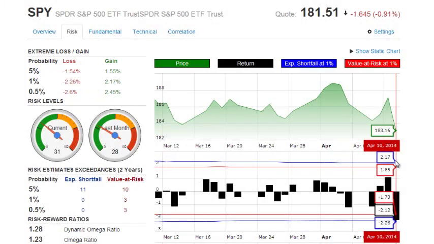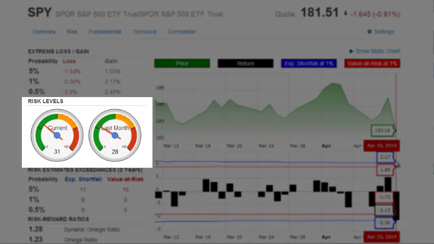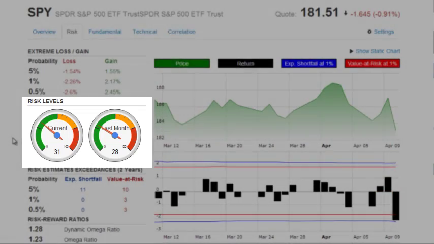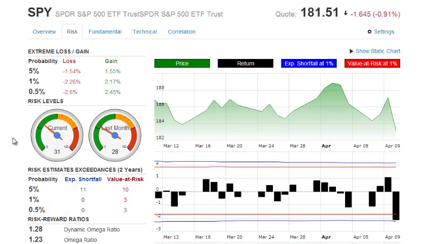Risk levels indicate whether these extreme loss values are relatively high or low compared against its own history. Today's dial shows a level of 31, which is relatively low, but slightly higher than last month. This can provide a quick view as to whether risk is increasing or decreasing.